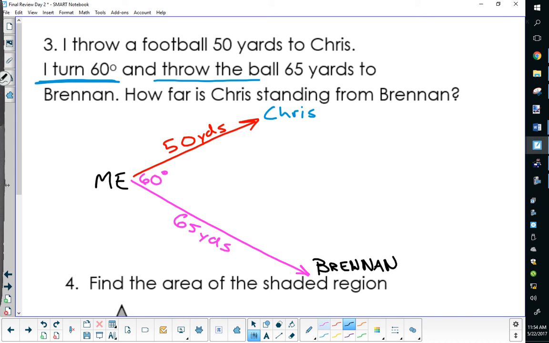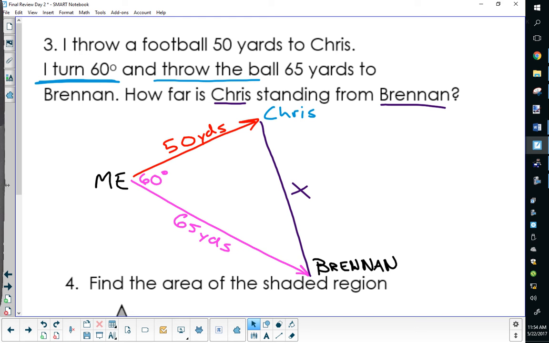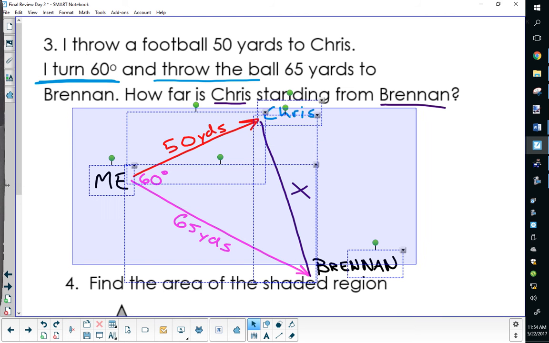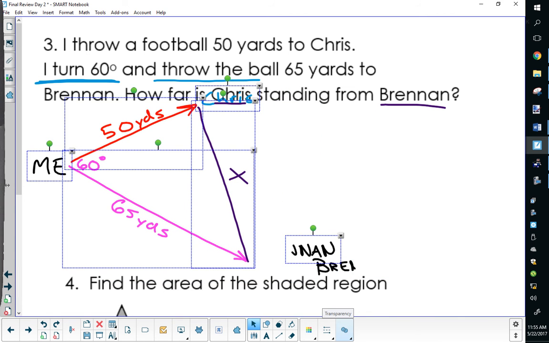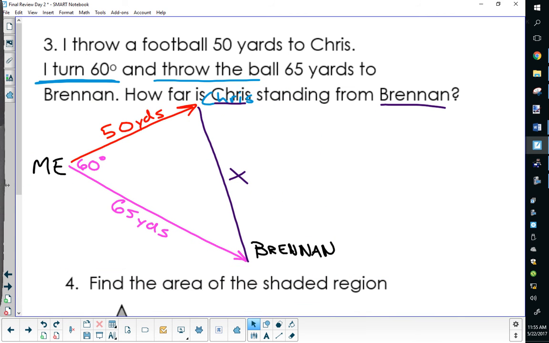The ultimate job here is to figure out how far Chris is from Brennan. That's what I'm looking for, Chris to Brennan. I want to know that. That's X. All right, so we are solving a triangle. The same rules always apply when we solve triangles. We have three ways to solve it: SOHCAHTOA, law of cosines, law of sines.